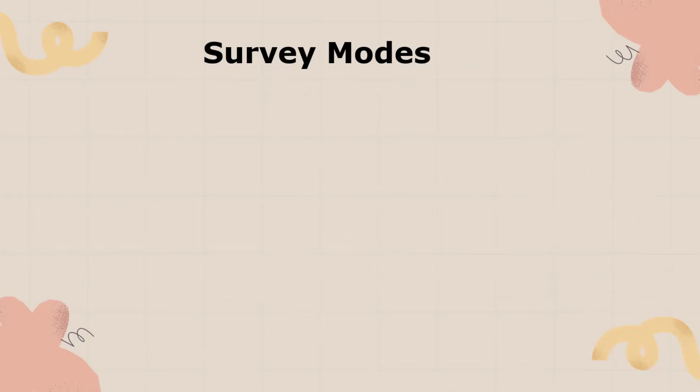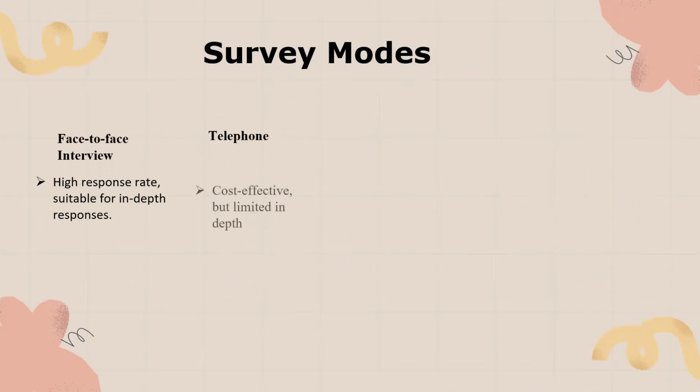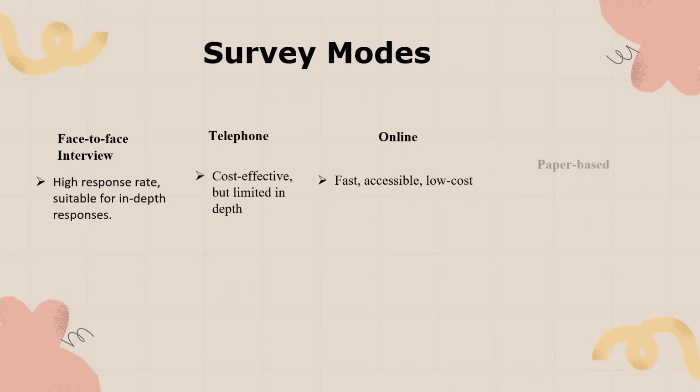Surveys can be conducted in different ways. The most common modes include face to face interviews, which is suitable for detailed responses, and then telephone surveys, which is cost effective but limited by phone access. Then online surveys, which is widely used for being fast, accessible, and lower cost. And the last one is paper based surveys, which is still useful in areas with low digital access. Each mode has its strengths and is chosen based on the target population.